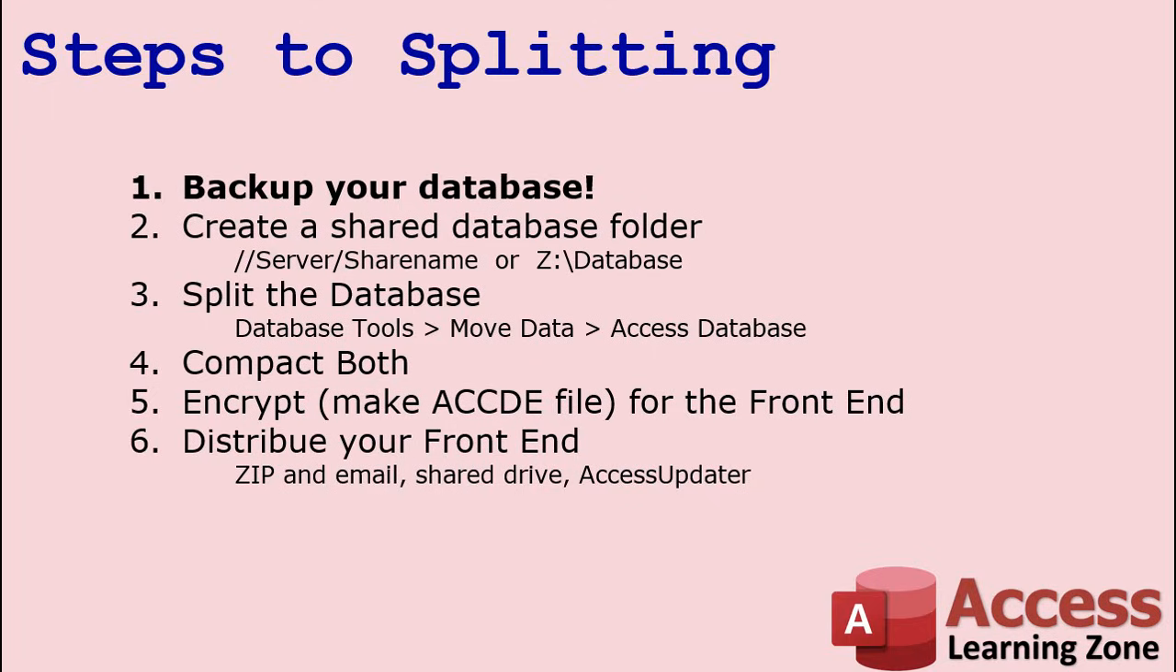Next step is to split the database. It's very easy to do. It's a couple clicks in Access. I'm going to show you how to do it in just a second. Then we're going to compact both databases. You'll have two database files now. You want to give them a good compact.